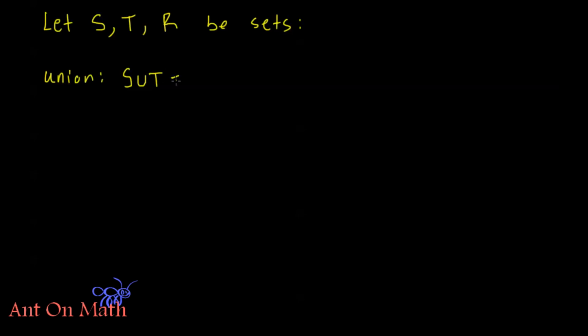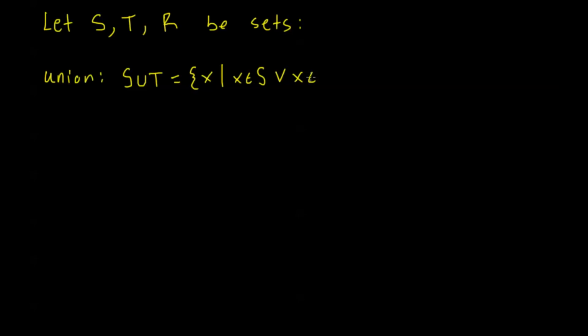But in set notation, what this is defined as, this is going to be all of the elements X, where X is an element of S, or X is an element of T. Right, so this is pretty much, we're gluing these two sets together. We're taking all the elements of S and all of the elements of T and making a new set that just contains any element that's in one or the other.